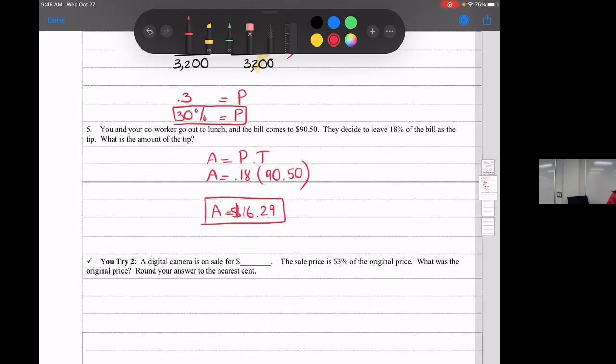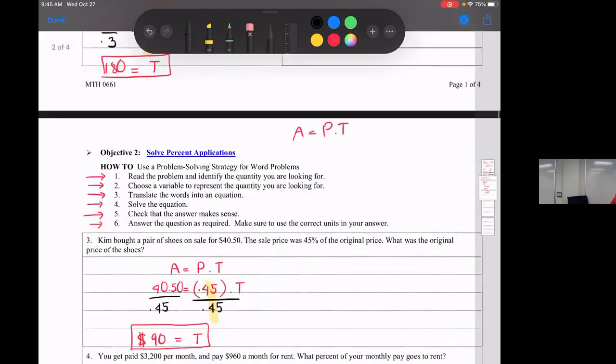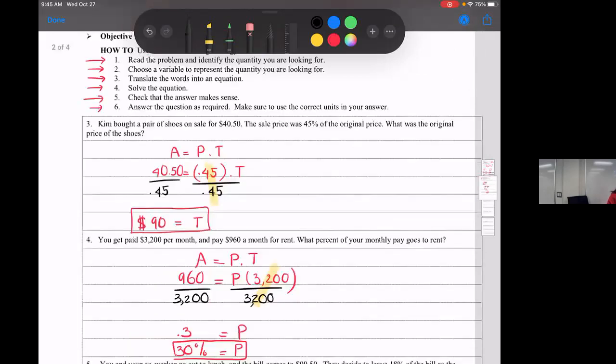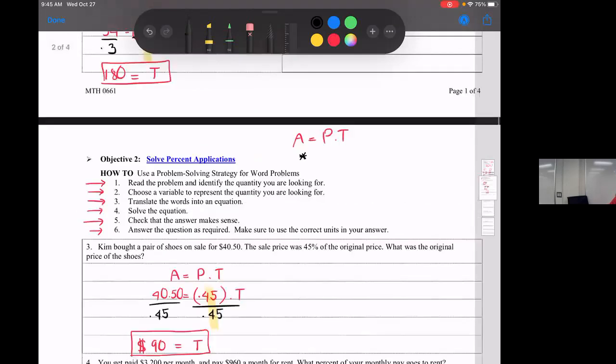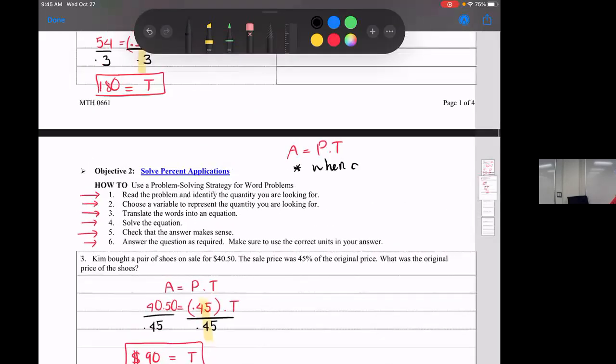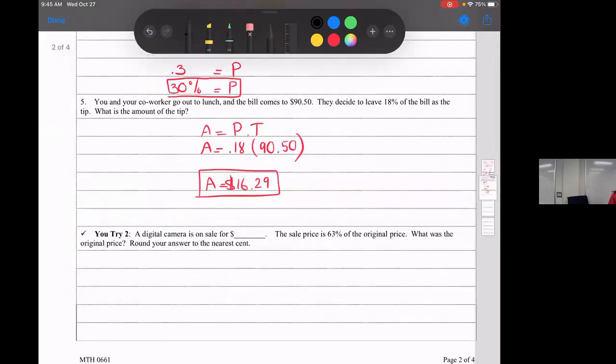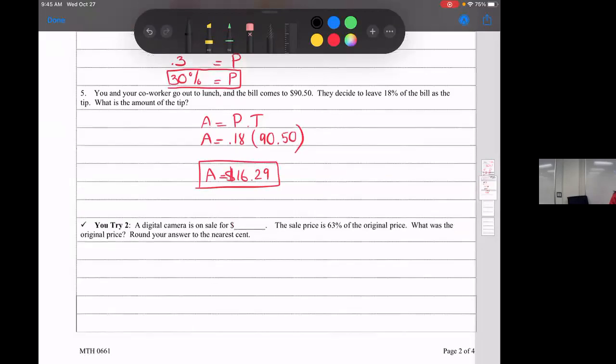Now, when you deal with money, make sure you round it to the nearest cent. Nearest cent means two decimal places after the point. Round to the nearest cent.